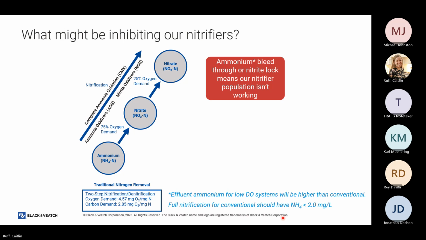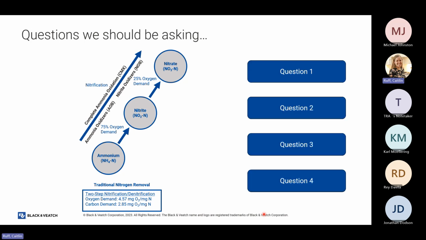So that higher effluent ammonium for y'all's may not be indicative of your nitrifiers being inhibited. But for the rest of the TRA facilities, high ammonium or nitrite lock would mean something's happening with our nitrifier population. So we're going to be going over, asking the larger group here, just 4 potential questions that we should be asking. If you're having ammonium bleed through or you're in nitrite lock, what are some things you might be looking at?